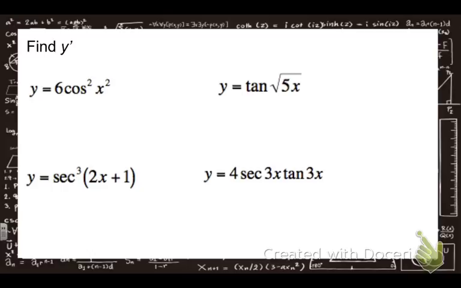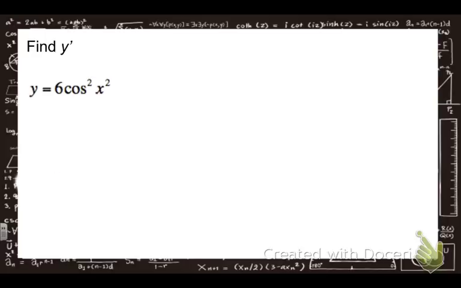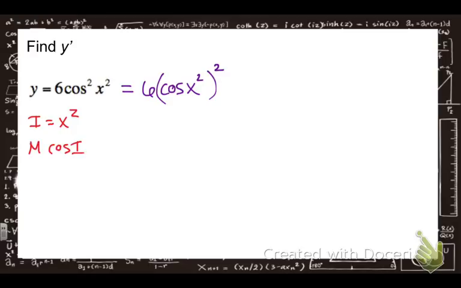Let me erase the rest just to get us started with extra room. If I rewrite this, it would be 6 times cosine of x squared, and then this whole thing is squared. Notice that the 6 does not become a part of it, it's just this that's being squared. If I set up my chain rule, I have the inside to be x squared. The middle is cosine of the inside, and the outside is 6 times the middle squared.